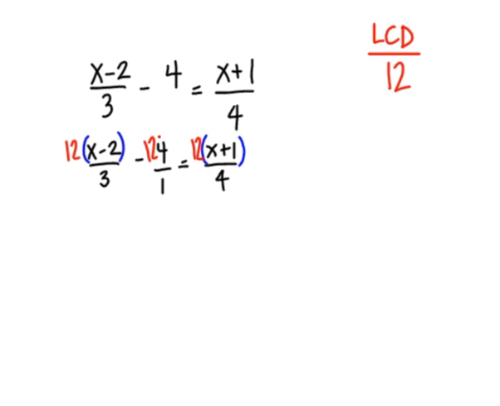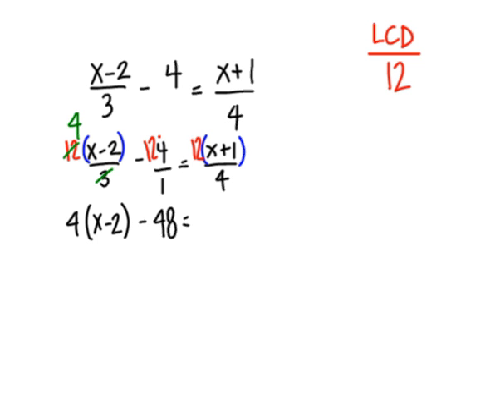So what I mean by that is I see in my first fraction a 12 over 3. Well, 12 over 3 is actually 4. So this term would simplify down and give me 4 times (x minus 2). I'll distribute it in a step later. My next fraction is 12 times 4 over 1, so that would be minus 48.